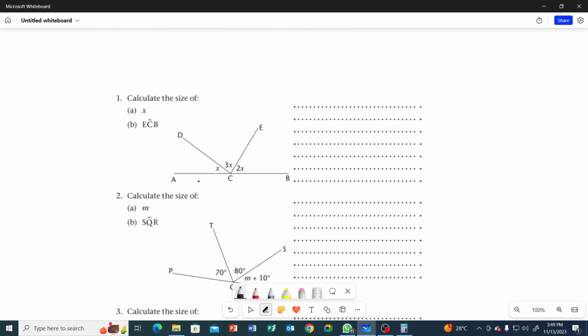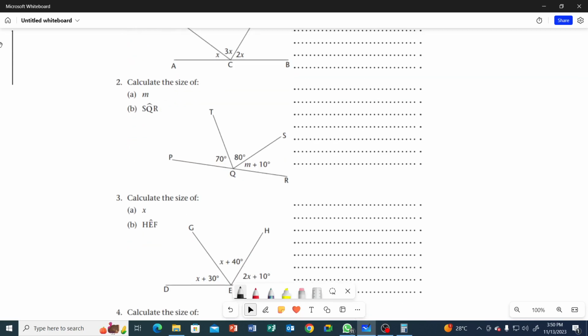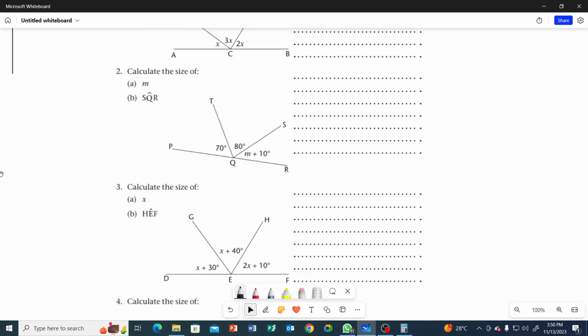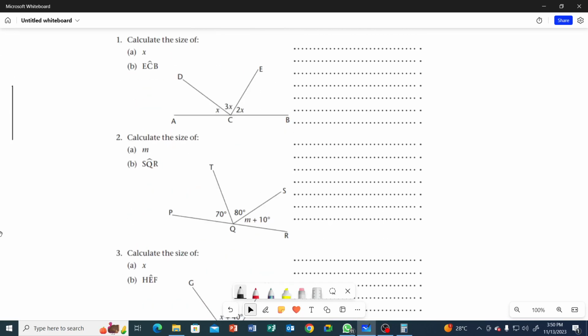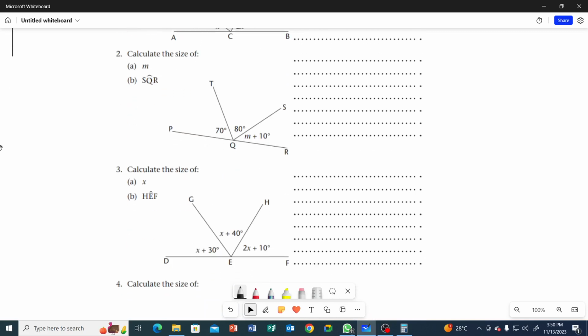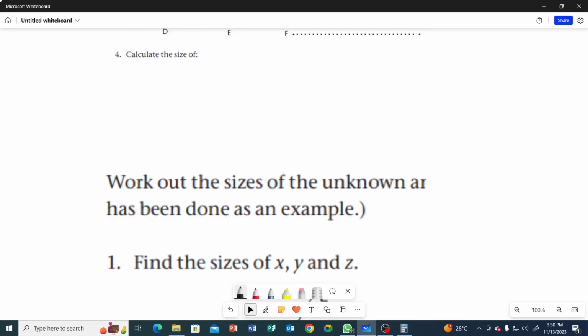Now this will be your homework, guys. It's the same as what we did previously. Calculate angles on a straight line. So you shoot a photo here and you write it as homework to practice.